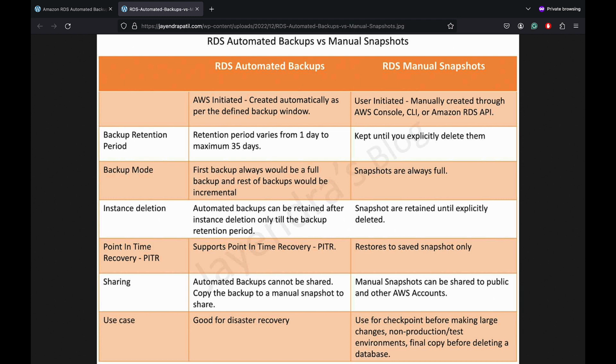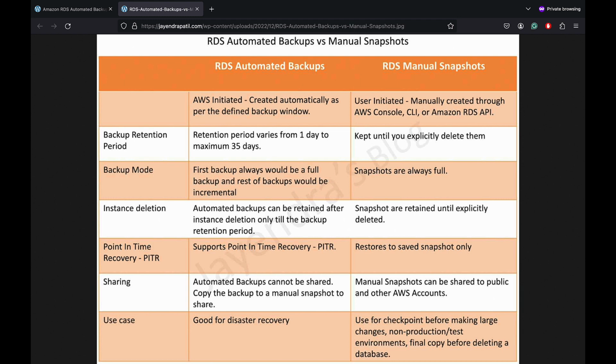In terms of use cases, RDS automated backups are good for disaster recovery, whereas RDS snapshots can be used for checkpoint before making large changes, non-production test environments, and final copy before deleting a database.